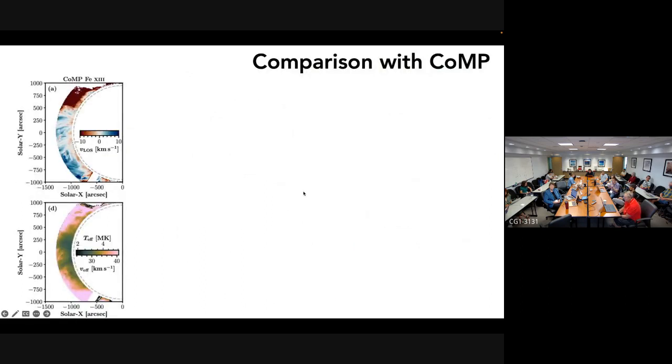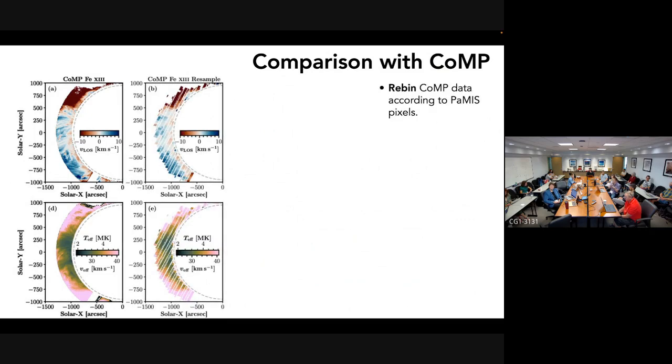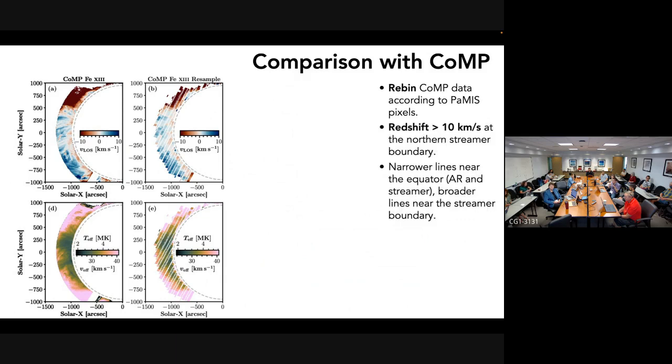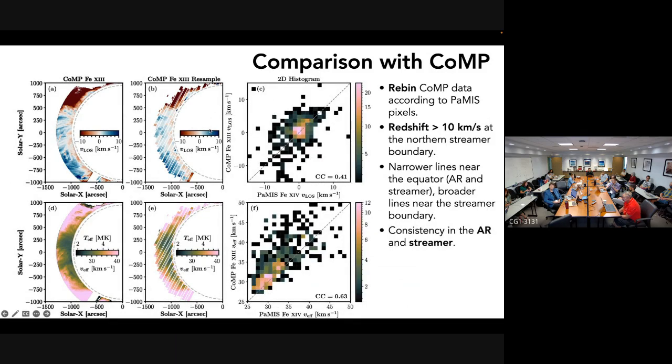This is the CoMP observations during the eclipse at the east limb. To make a comparison with the spectrograph, I rebinned the CoMP observations and made a 2D histogram for the comparison between the Doppler shift and the line widths. In the Doppler shift, we found a similar huge redshift in the northern streamer regions, which is consistent. In the other regions, we don't find significant Doppler shift in both CoMP and the spectrograph data.